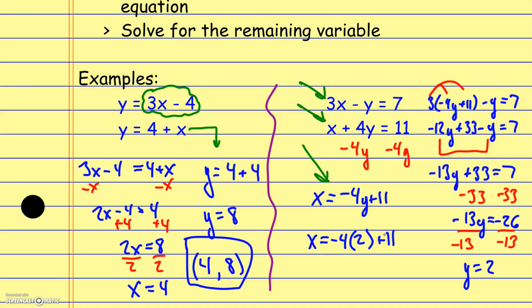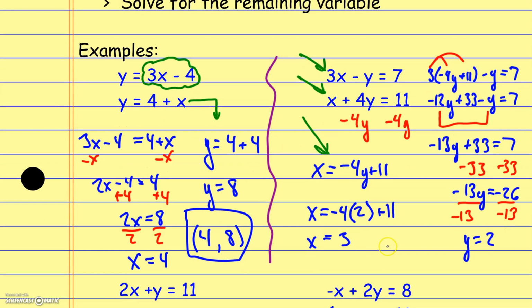And now it's already solved for x. I just have to simplify. That gives me negative 8 plus 11, which is a positive 3. And once again, I can express this as an ordered pair. That would be (3, 2). If you just leave it as x equals 3, y equals 2, that's fine as well.